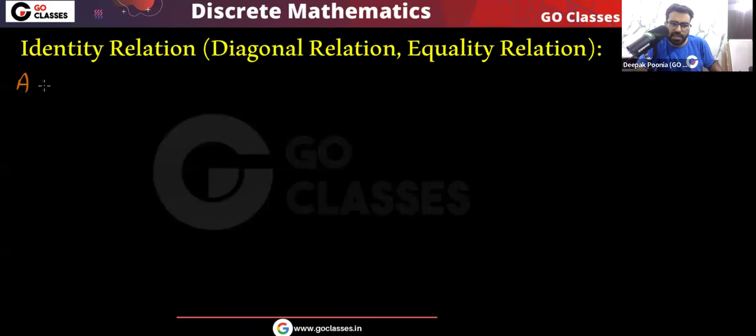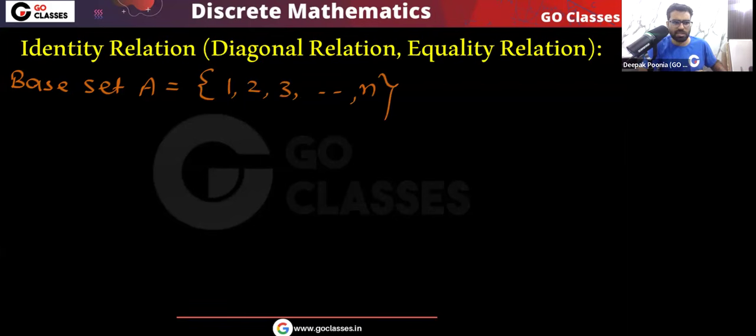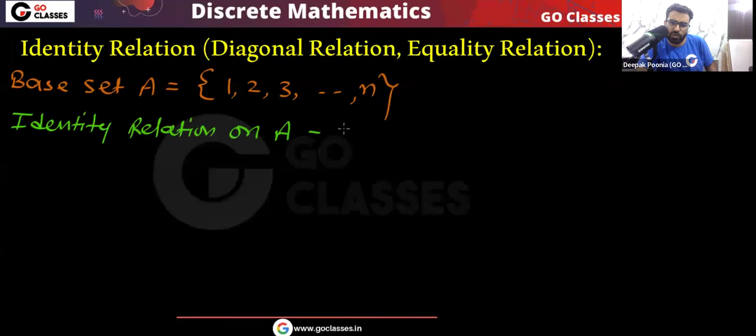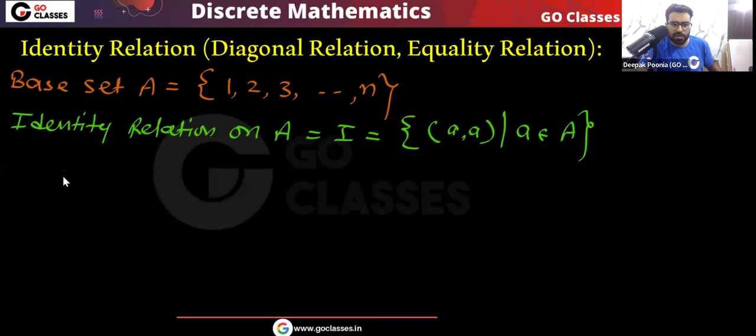Now let's see, for identity relation, what will be the matrix representation and the graph representation. Take any base set A, and let's assume our base set A contains a total of n elements: 1, 2, 3, and so on up to n. Now what will be the identity relation on this base set A? The definition you already know: it will be (a, a), where a belongs to the base set A.